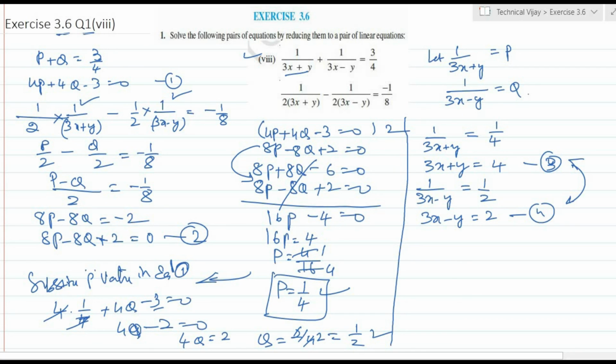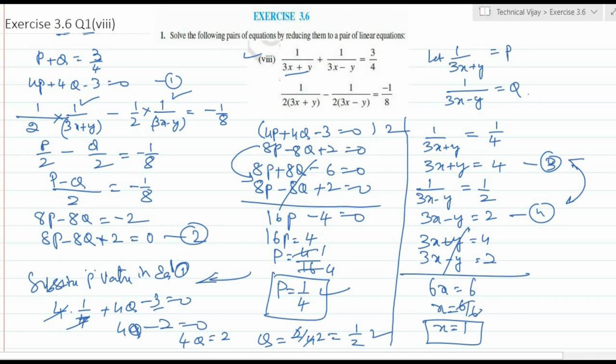See here, 3x plus y is equal to 4, 3x minus y is equal to 2. We will add here. So y gets cancelled. 6x is equal to 6. So x is equal to 6 by 6. So x is equal to 1. Okay, this value will substitute here. 3x means 3 into 1, plus y is equal to 4. So y is equal to 4 minus 3. So y is equal to 1. So x is equal to 1, y is equal to 1.